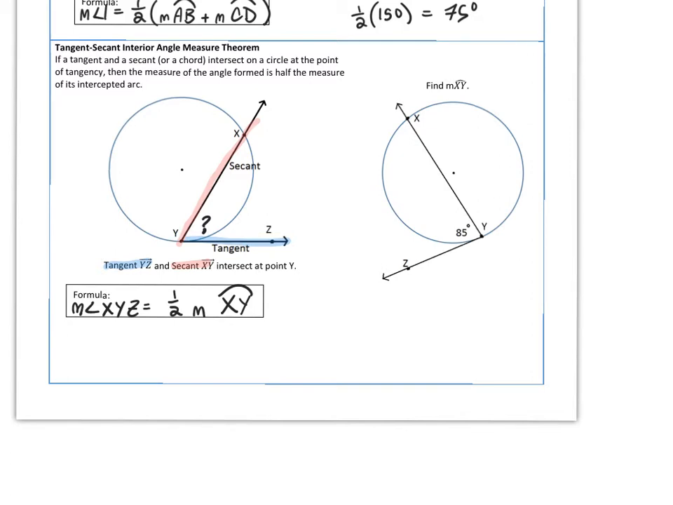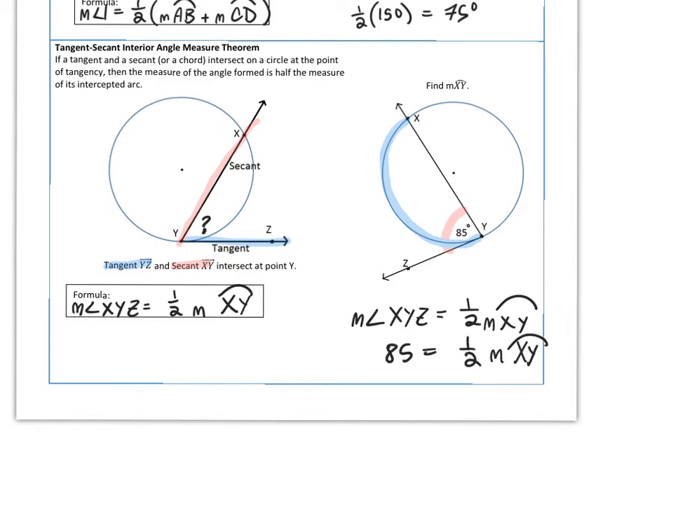Let's use that for our example where we have an angle that measures 85 degrees. So the measure of this angle right here is 1/2 of the measure of this arc. Since I have the angle, I can substitute that into my equation, and that tells me that 85 degrees is 1/2 of the measure of that arc. So now I'm just going to multiply both sides by 2, and that tells me that 170 degrees is going to be the measure of arc XY. So the angle is half of its intercepted arc. So if I'm given the angle, I can multiply by 2 to get the arc.